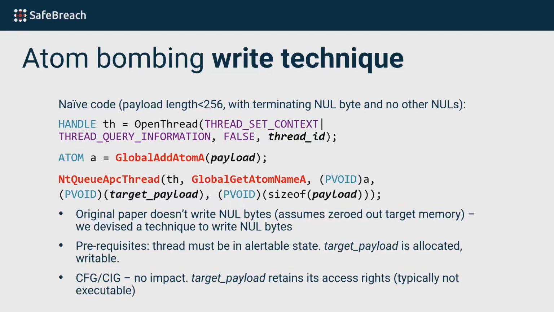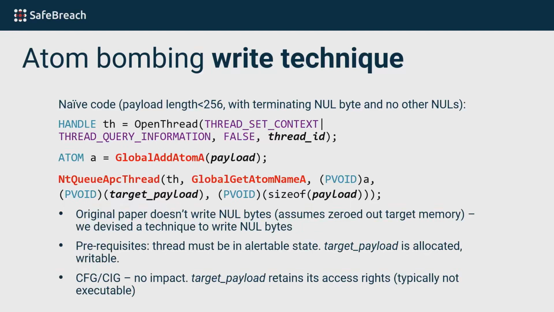it will run GlobalGetAtomNameA in the target process, which will copy the atom data, the payload, into the desired address, which is very neat. The original paper does not write null bytes. They assume that the target memory is zeroed out because they use a code cave. And we devised the technique to write null bytes. It's all in our paper if you're interested.